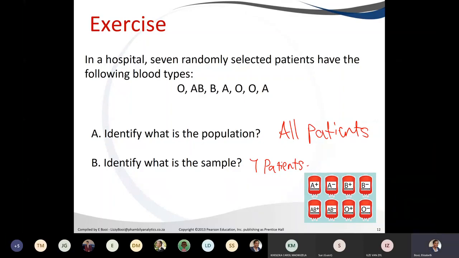And that's how you define your population. Remember, the population is all elements of interest. It's everybody in the hospital, so it will mean all the patients. Because here we're talking about patients, it will be all the patients that are admitted in the hospital or that are in the hospital, and the sample will just be only the 7 that were selected. As long as you see the words randomly selected, that means they have selected a sample.